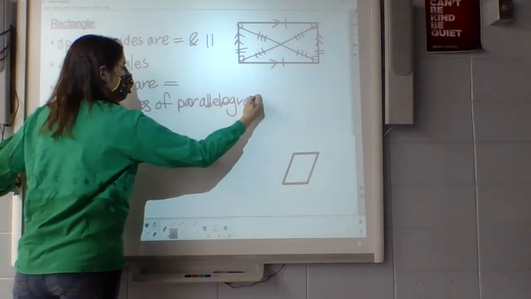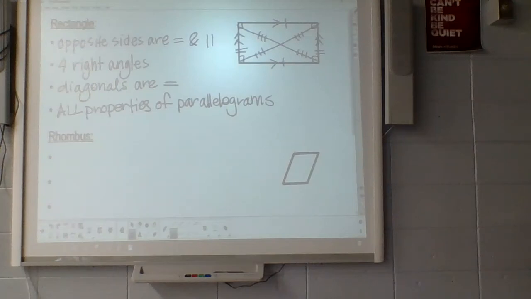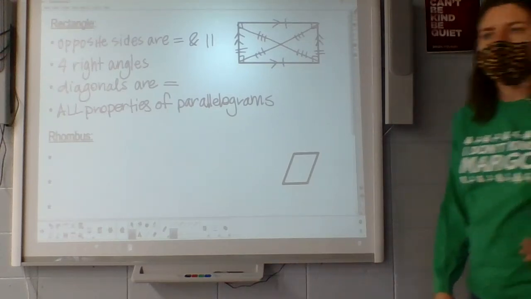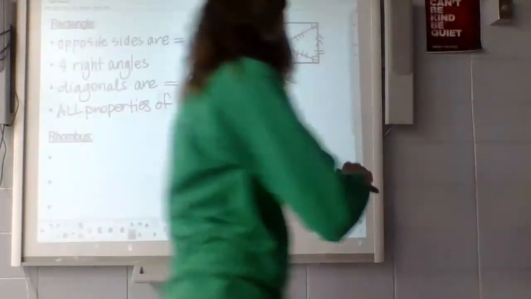Now, just to cover myself, all properties of parallelograms also apply to rectangles. So anything that's true about a parallelogram is also true of a rectangle. It's just a more specific one. It has all those qualities and then some. And that's a cover ourselves there because we mentioned some of that up here, the opposite sides being equal and parallel.